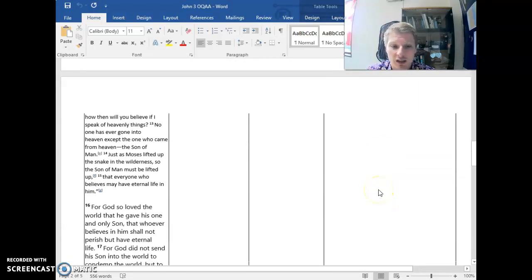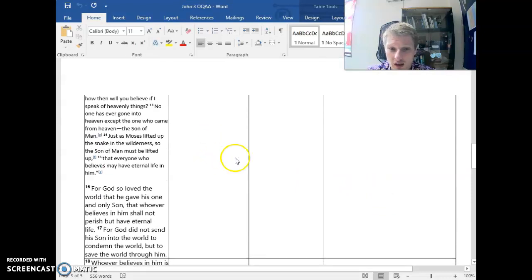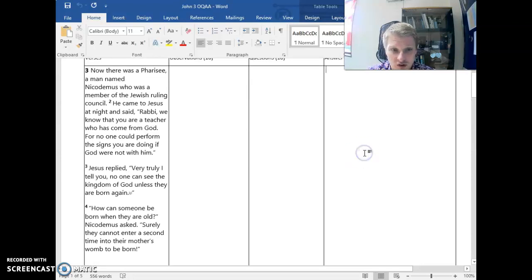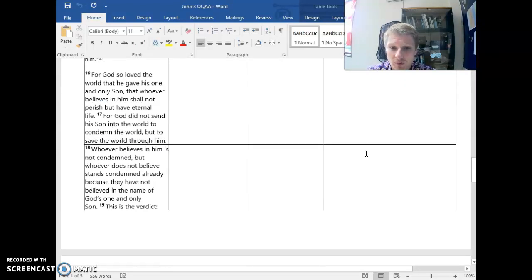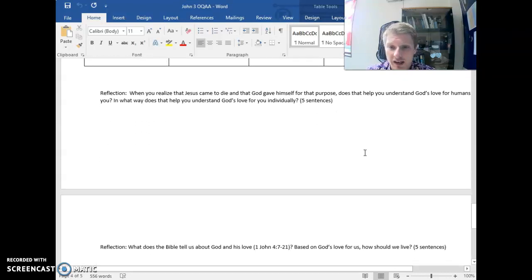So by the time you're done, you'll have 10 observations in each box. So that'll be 40 observations, 40 questions. And you'll have 4 questions that you answered. And then, once you're finished this, you'll have a couple of days to work on this. So don't feel rushed. Then after this, there are reflection questions, okay?